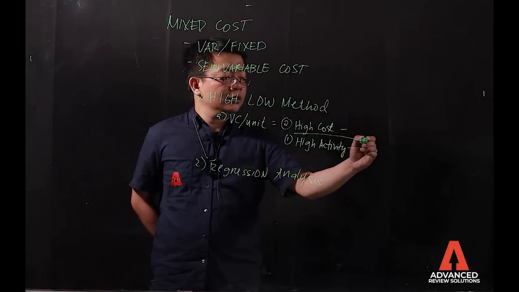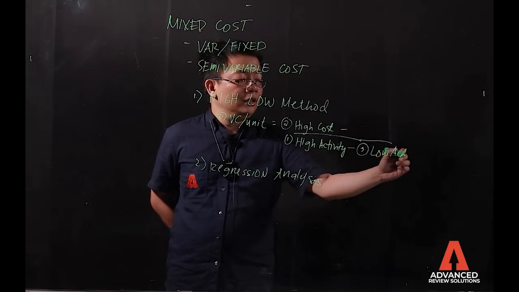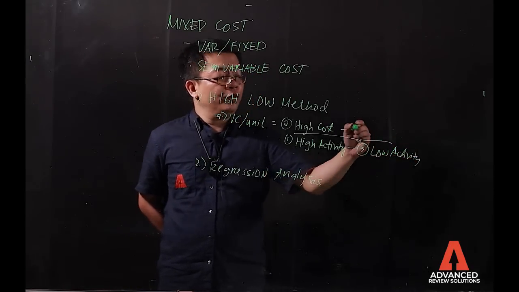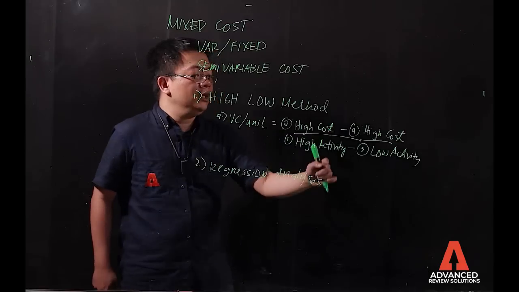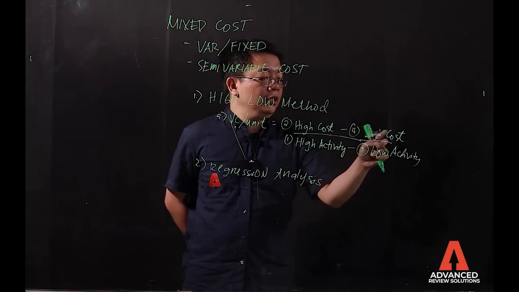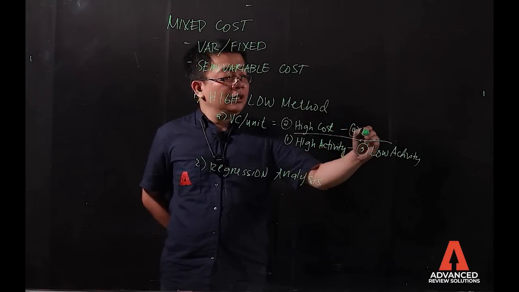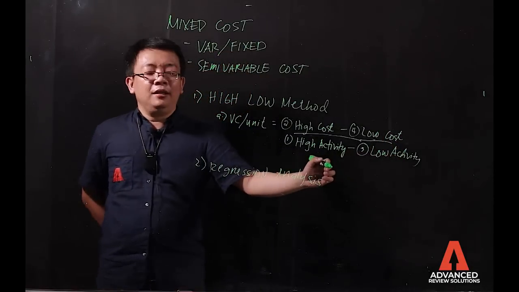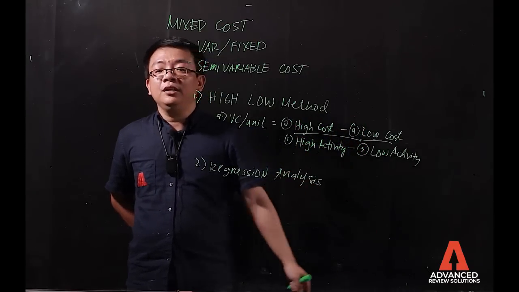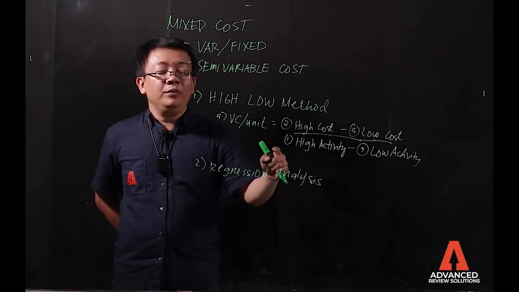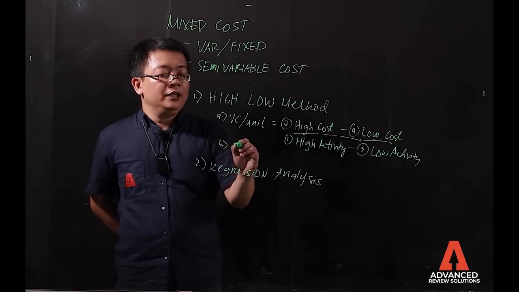Minus. Your step 3 is to get the low activity. After that, you look for the high cost. Sorry, correct me, it should be the low cost. Let me read it again. Number 3 is to get the low activity. After that, get now the low cost. Sir, where do people make mistakes? They put the high cost minus the low cost first, then high activity and low activity. Wrong. It should be high activity followed by the high cost, low activity followed by the low cost. And after that, compute now for the fixed cost.